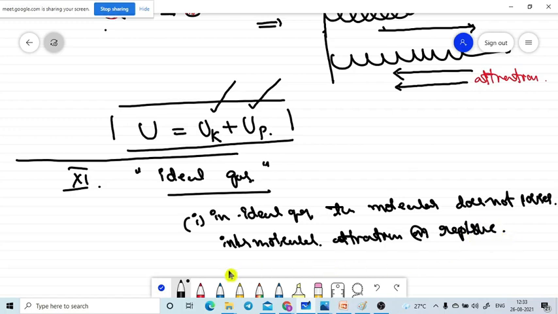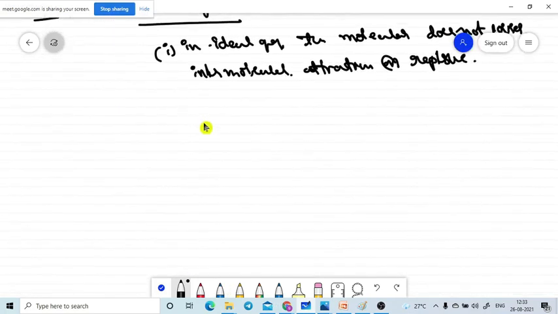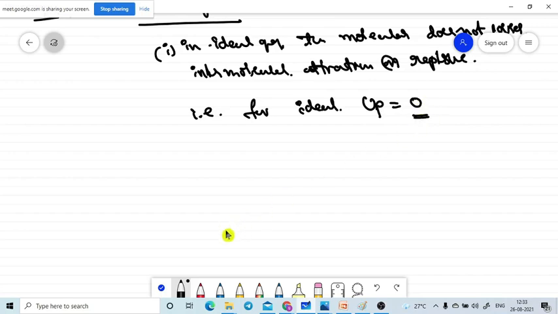The dP is 0 when we are taking the ideal gas term. That means for an ideal gas, UP value is equal to 0. That means the internal potential energy of the ideal gas system is equal to 0. That means the total internal energy of the ideal gas, U, is equal to UK only.